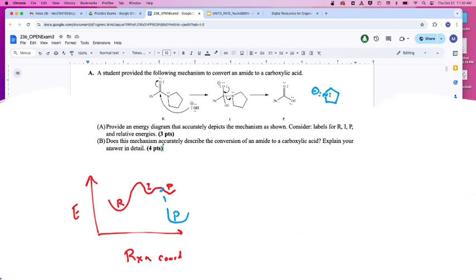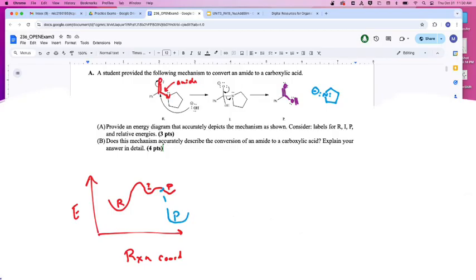Okay? So again, this is where question B comes into play. Does this mechanism accurately describe the conversion of an amide to a carboxylic acid? So if we look at our starting functional group, our reactant is indeed an amide. For reference, that's a carbonyl directly bonded to that nitrogen. That's an amide. Technically, when we refer to the amide, we're referring to that bond, if we wanted to get uber specific. And then we've got the carboxylic acid as a product.